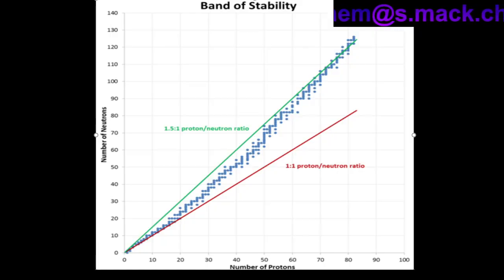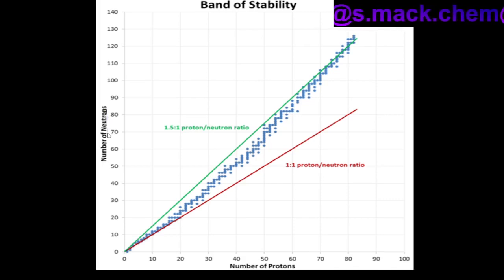Here is the plot of the graph which shows the band of stability. It is a plot of the number of neutrons versus the number of protons, and these blue dots here represent the band of stability.